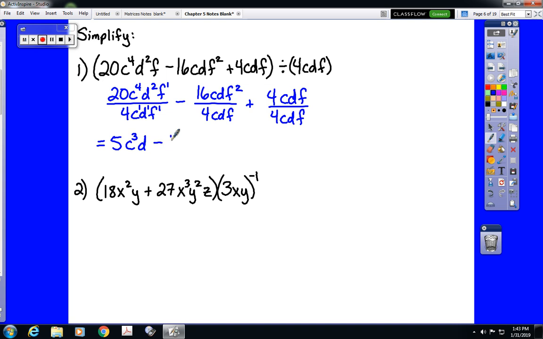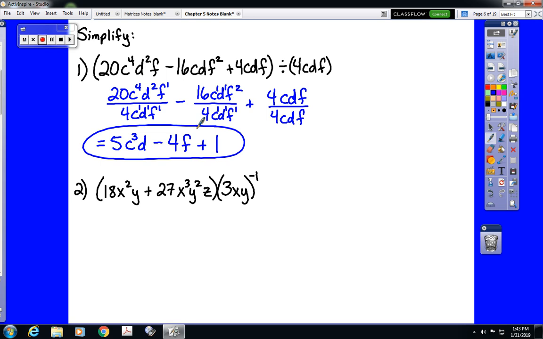Minus 16 divided by 4 is 4. C to the first over c to the first would cancel. D to the first over d to the first would cancel. F to the second over f to the first would be an f. So we would have 4f. And then plus 4 divided by 4 is 1. C cancels, D cancels, F cancels. So there should still be a plus 1 on the end. And a lot of students don't realize that and leave that term off the answer. So our answer would be 5c cubed d minus 4f plus 1.